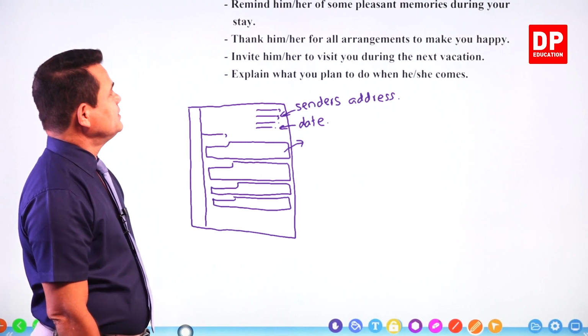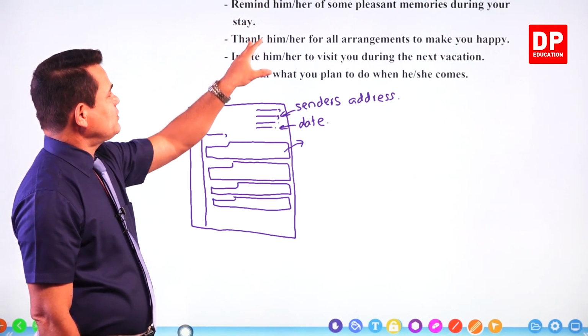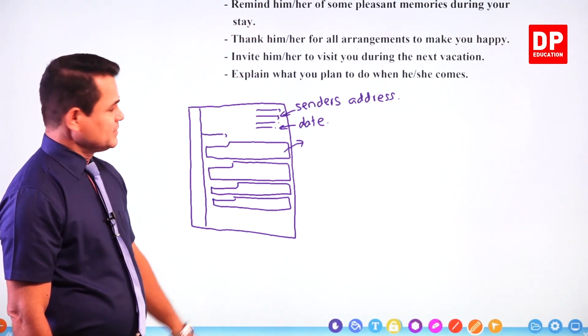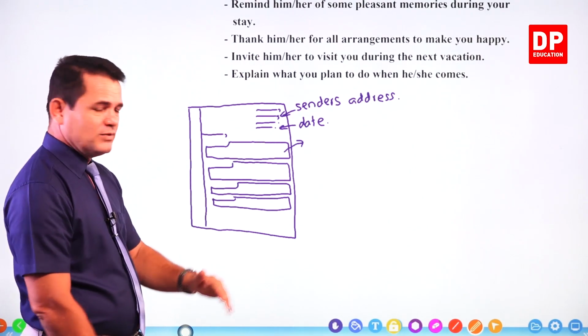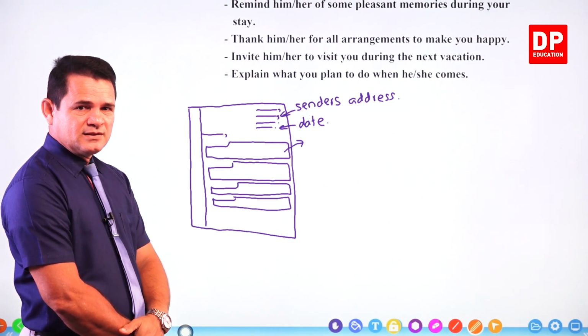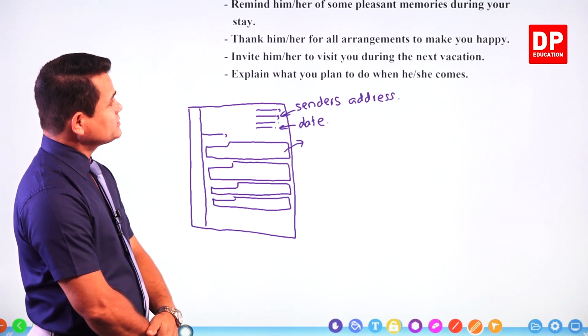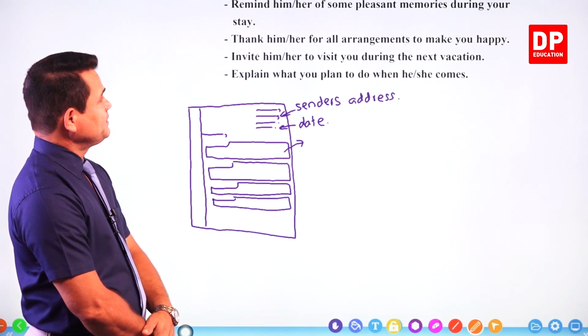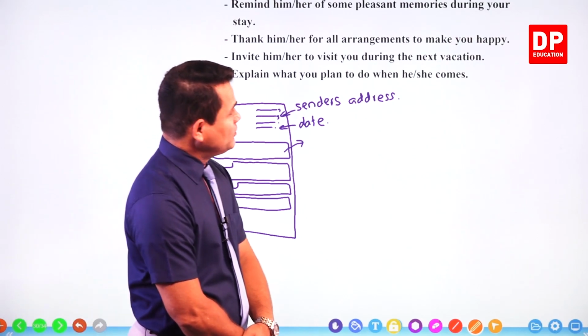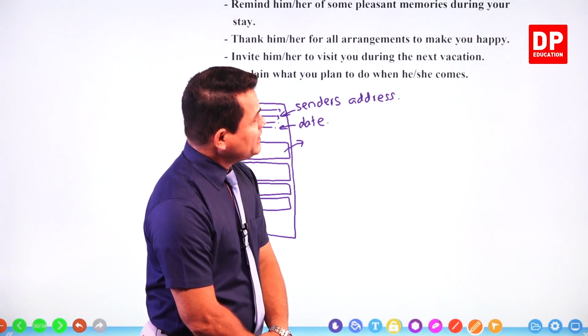what can you write? So you can talk, මෙන්න මේ කොටස් හතරම ගත්තා නම්, මේ කොටස් හතරකම අරන් මේම ලිව්වා නම් that is also correct. So actually remind him of some pleasant memories during your stay, thank him or her for all arrangements to make you happy.